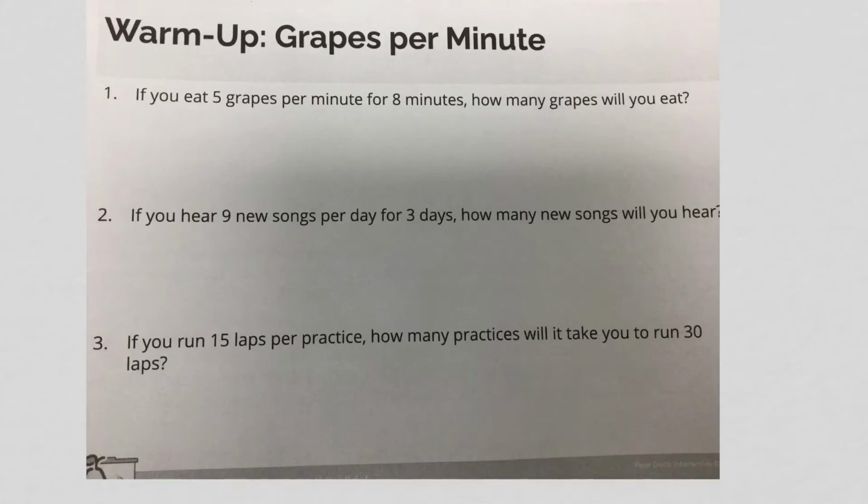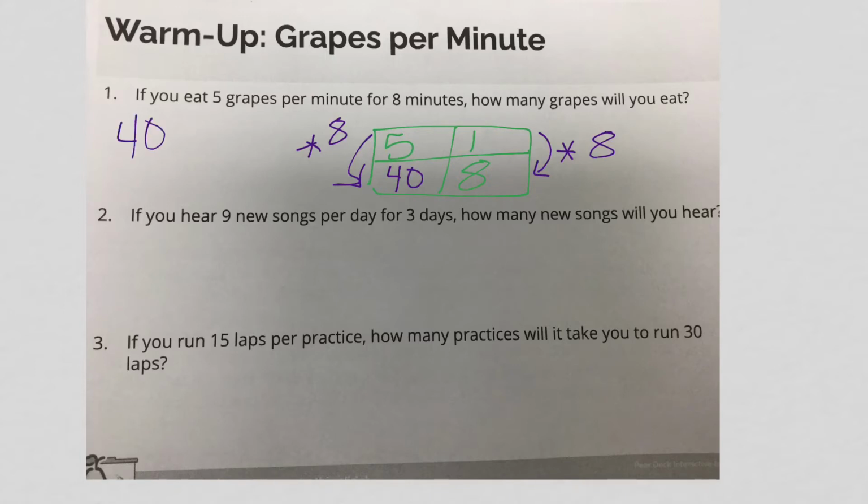One strategy you may have tried to solve your bell work is to make a table. So if you eat 5 grapes per 1 minute, then for 8 minutes, how many will you eat? You can use your constant of proportionality here, that we're multiplying the minutes by 8, so we multiply the grapes by 8, and 5 times 8 equals 40. So in 8 minutes, you will have eaten 40 grapes.